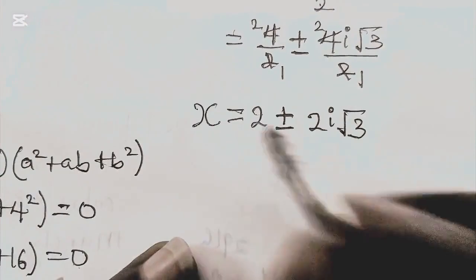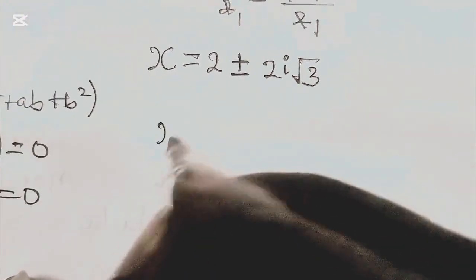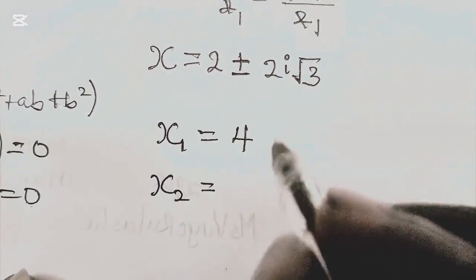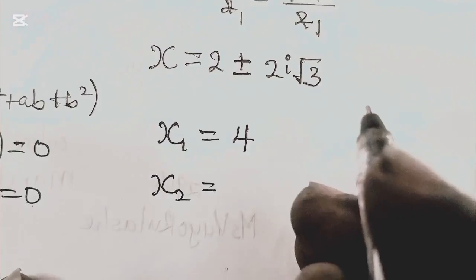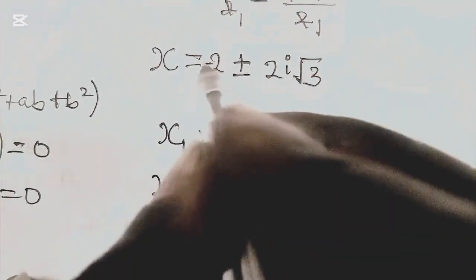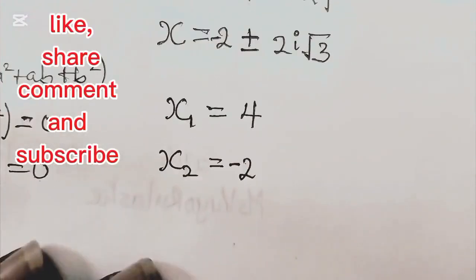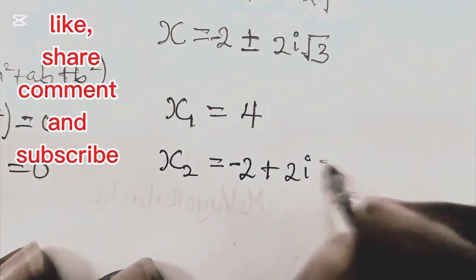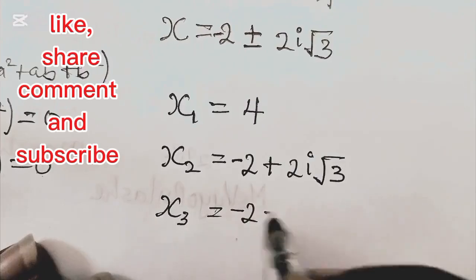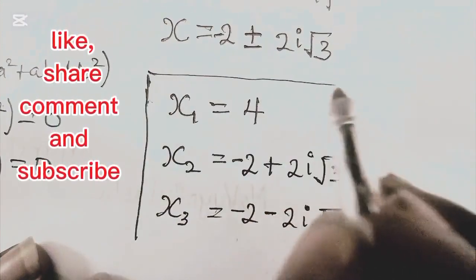This is our x. So generally now, we can easily see our x1 is 4, our x2 is minus 2, oh this is minus 2 from the negative sign here, so we have minus 2 plus 2i square root of 3, then the third x is also minus 2 minus 2i square root of 3. These are the values of x.